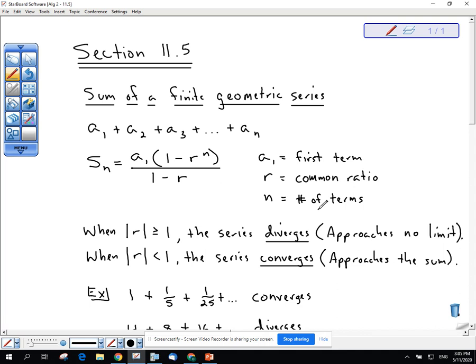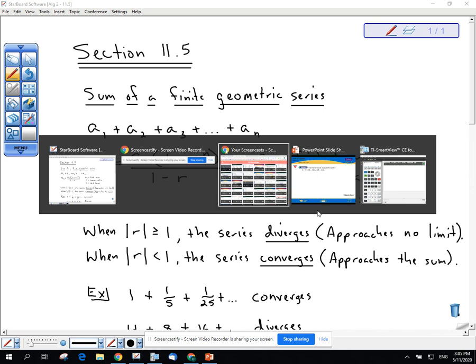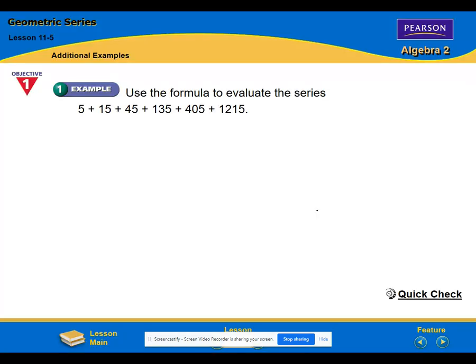Okay, and we could take 10 minutes right now and really prove that formula to you. I'm sure you don't want me to do that. You'd rather just know what the formula is and how it's used. So here's an example where we'll use it. Use the formula to evaluate the series 5 plus 15 plus 45 plus 135 plus 405 plus 1215.